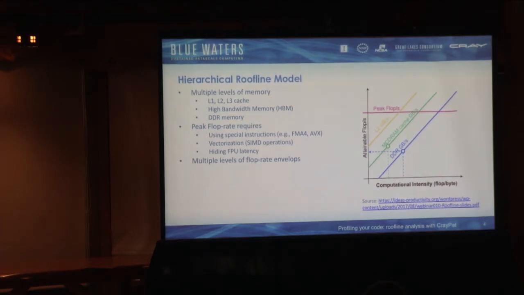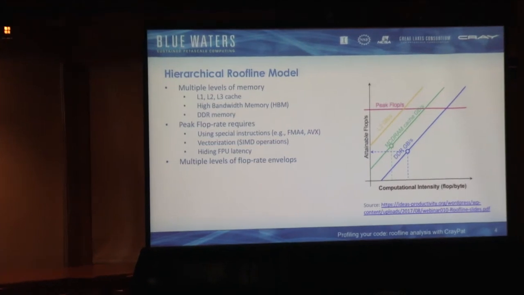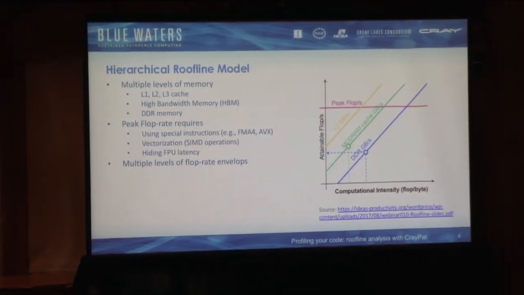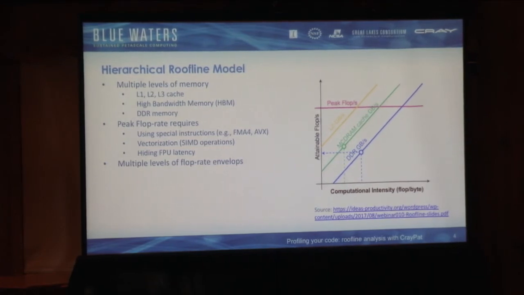For the peak flop rate, we have considered some different conditions. One is that you have to use a special instruction. In the Blue Waters case, you have to use the FMA4 instruction, or if you use a newer processor, you may consider the AVX instructions: AVX, AVX2, AVX512, depending on your architecture. You also need to consider the SIMD operation. Depending on the vectorization length, you may have the highest peak rate, or you may get just half of that or a fourth of that.